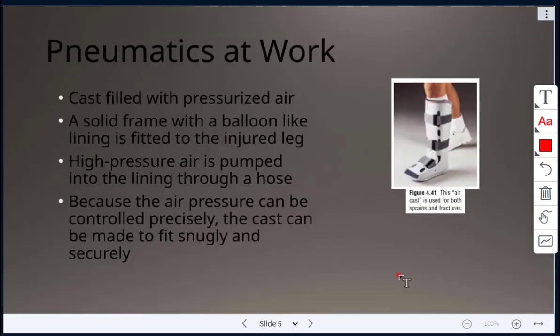Here's another example, a cast filled with pressurized air. You have a solid frame with a balloon-like lining. It's fitted to the injured leg. High pressure air is pumped into the lining through a hose, and you can control that air pressure and make this cast fit nice and snug and securely. If you've ever sprained or fractured a limb, maybe you've worn one of these before.